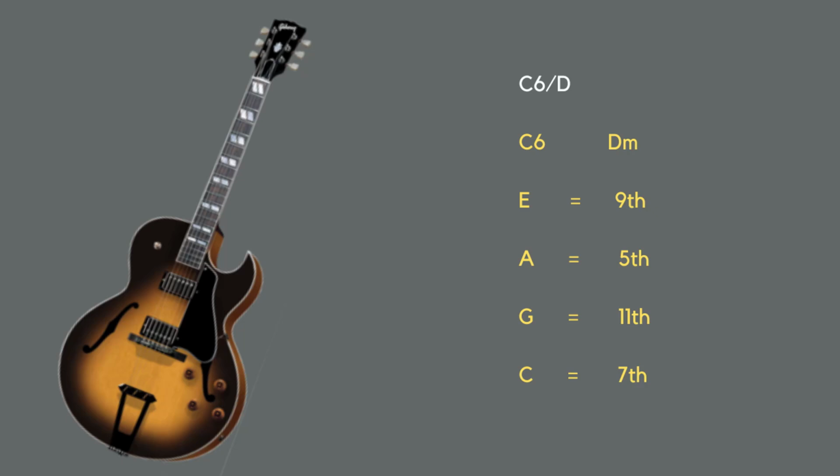The E note in the C6 would be the 9th of the D minor. The A in the C6 would be the 5th of the D minor. The G in the C6 would be the 11th of the D minor. And the C in the C6 would be the 7th in the D minor.